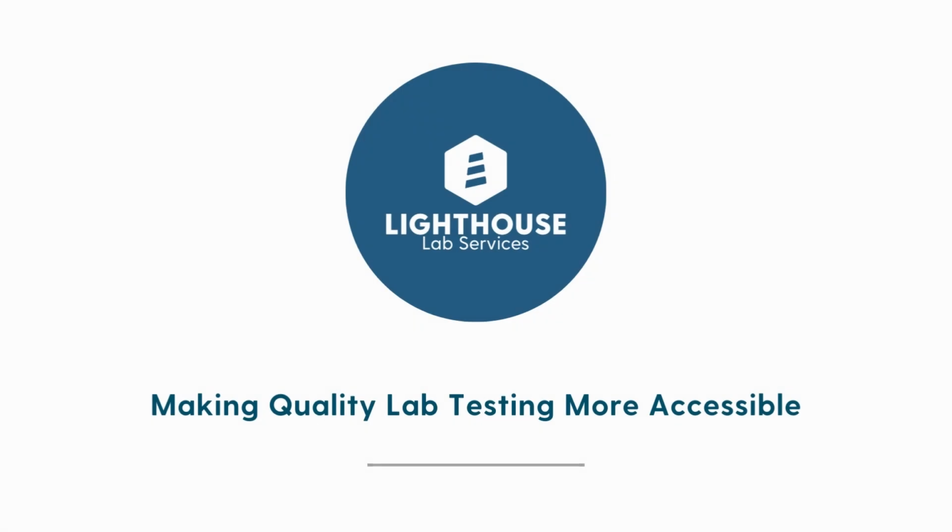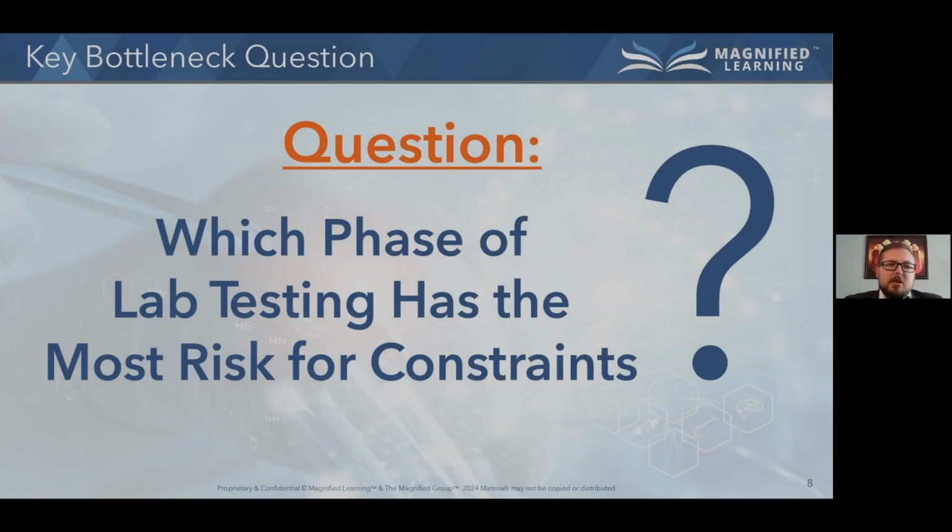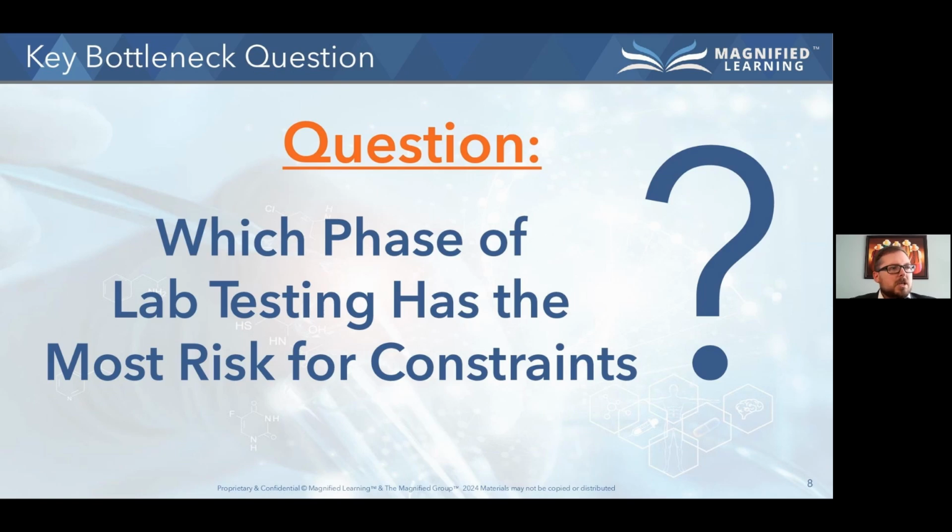Now, here's the first question. This is more just a warm up, but I want you to think about which phase, from when we order a test to when we finally get to communicate those results back to the patient or the customer. So there's all these different components in how we go from A to Z, right? And which of these areas do you think has the most risk for constraints? Constraints meaning this is the area that's slowing us down the most.